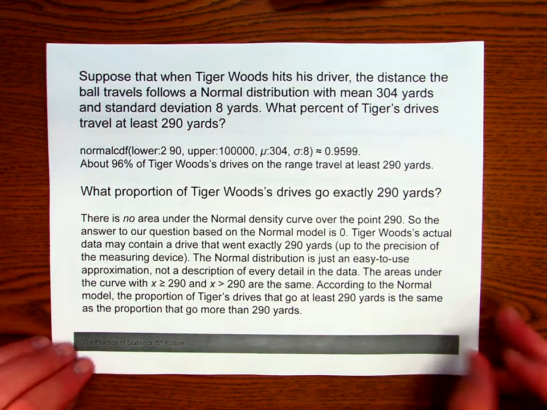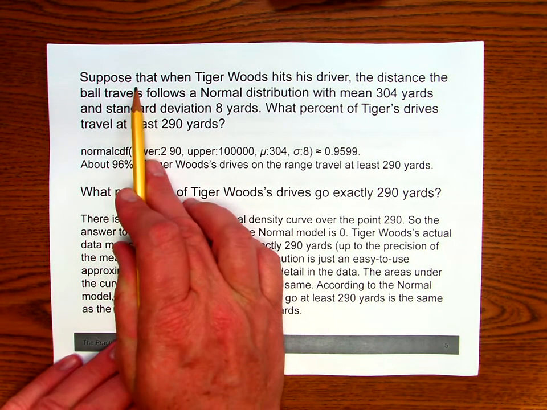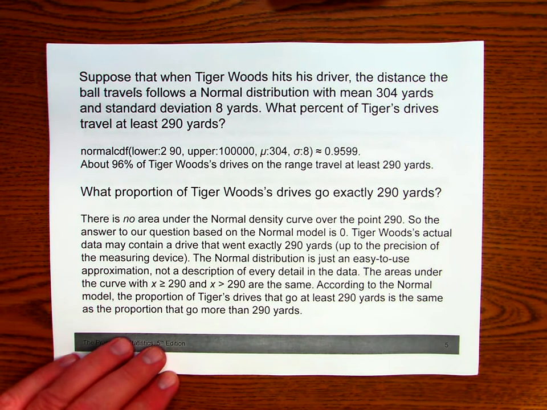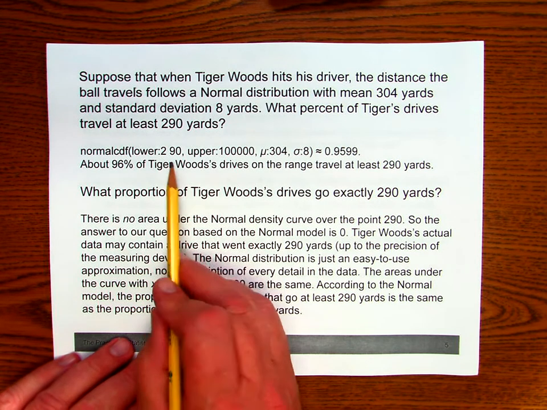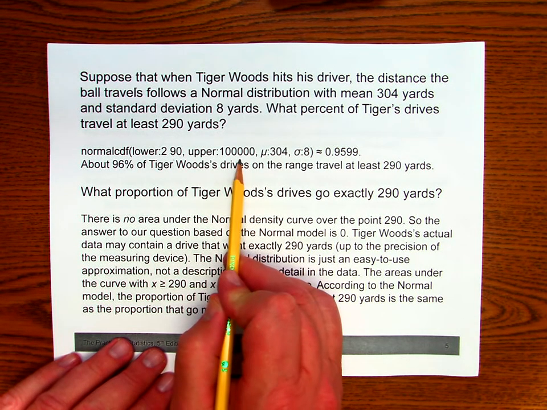All right, next example. Suppose that when Tiger Woods hits his driver, the distance the ball travels follows a normal distribution with a mean of 304 yards and a standard deviation of 8 yards. What percent of Tiger's drives travel at least 290 yards? So the lower bound is 290. The upper bound for this particular problem, they just put 100,000.